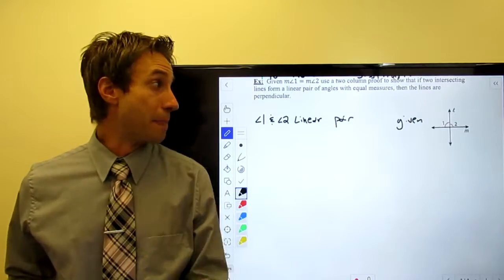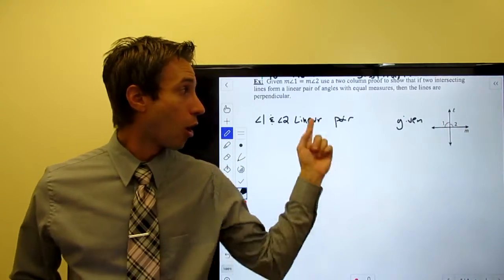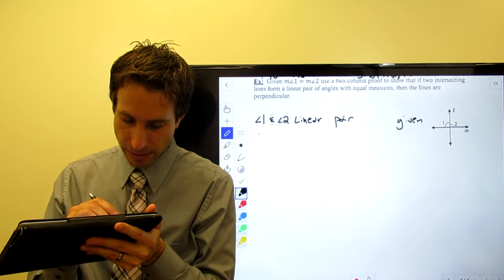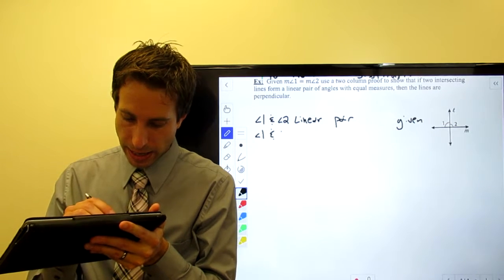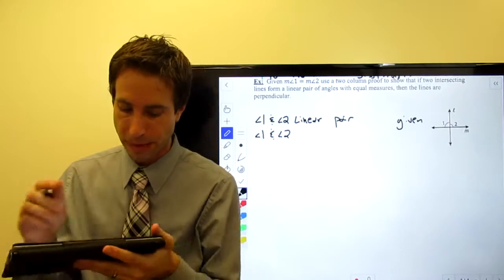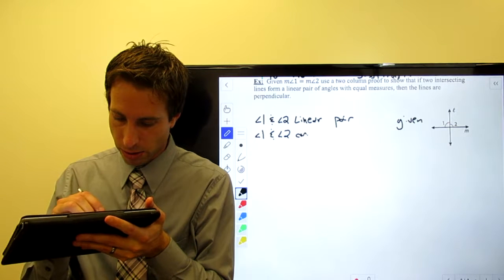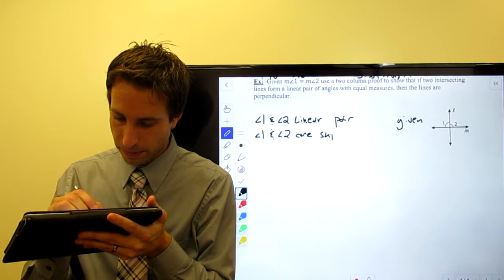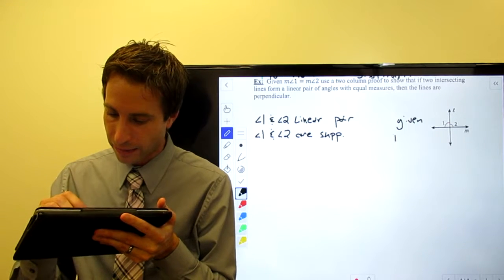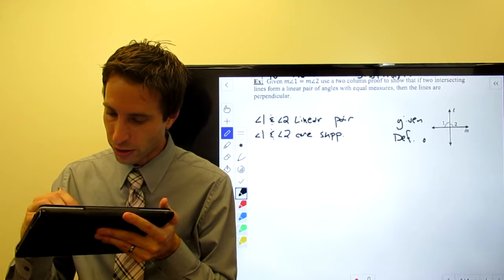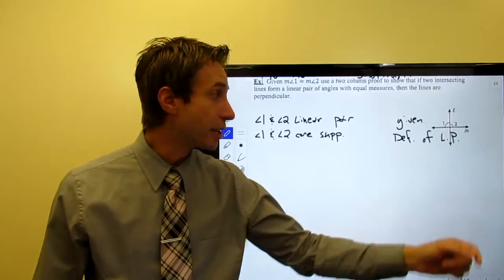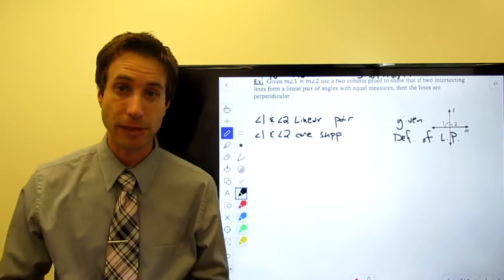Angle 1 and angle 2 are a linear pair. That is given. Okay, great. Now, because angle 1 and angle 2 are a linear pair, I know then that the measure of angle 1 and angle 2 have to be supplementary. If they're a linear pair, they must be supplementary angles. Again, that's our definition of a linear pair. So definition of linear pair tells me those guys have to be supplementary.